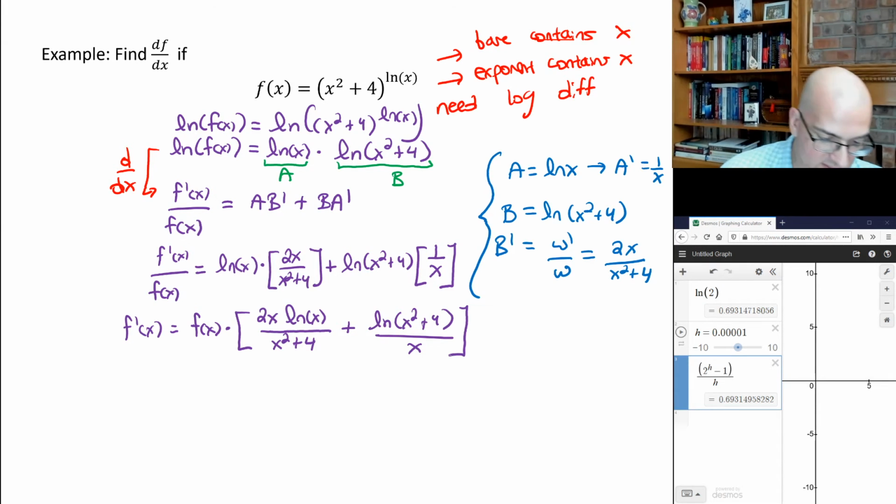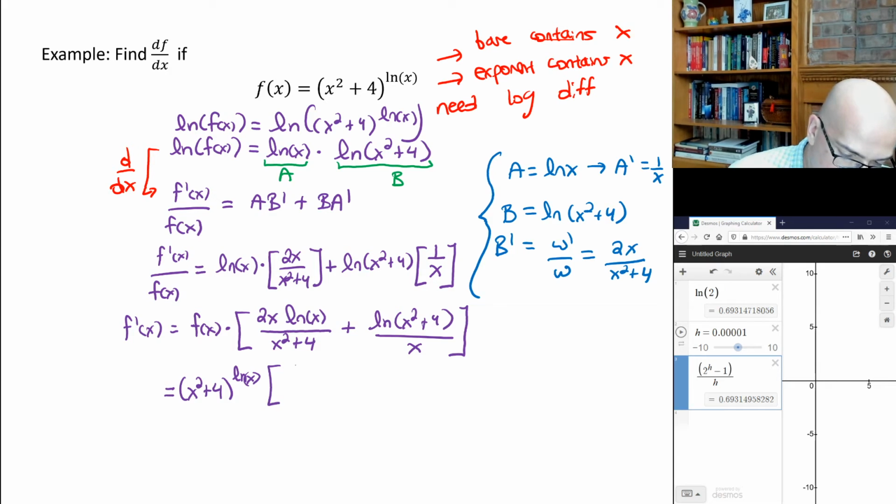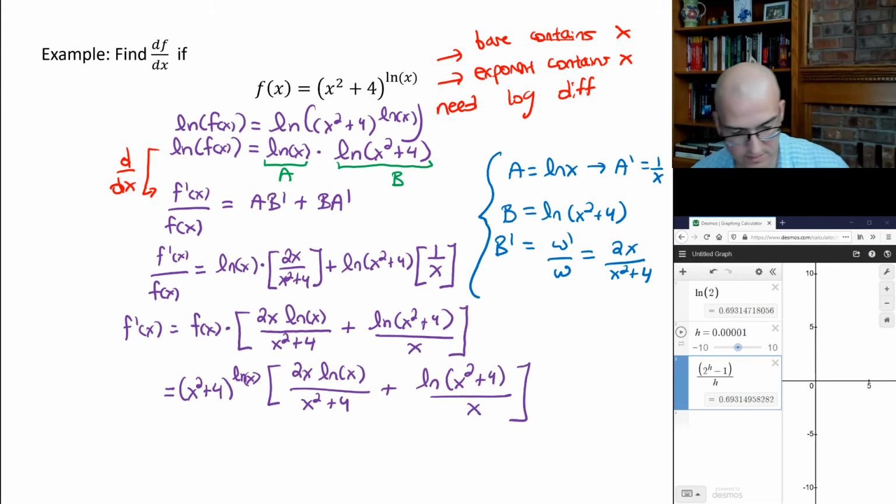And then we have one final step, that's to replace f of x with the original function. So x squared plus 4 to the ln of x times 2x ln of x over x squared plus 4 plus the ln of x squared plus 4 all over x. That'll be our final answer.